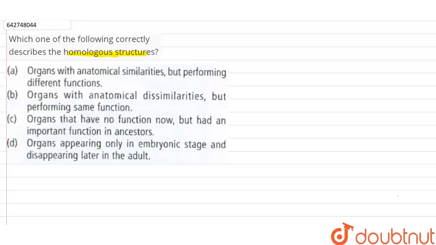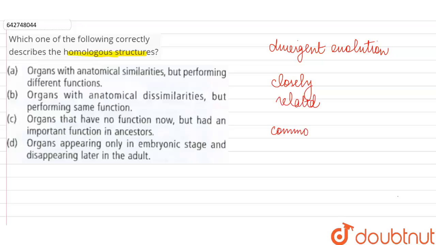In this question, we have to select the statement which correctly describes the homologous structures. Now we all know that homologous structures develop because of divergent evolution. So we are going to see these structures when two organisms are quite closely related to one another, or we can say when two organisms have a common ancestor.